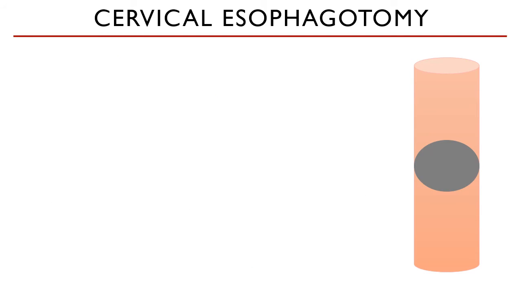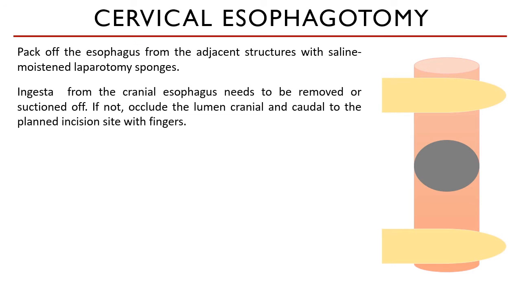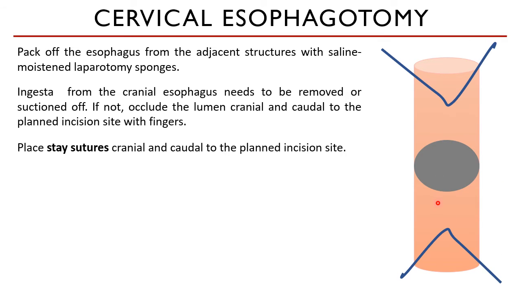Once you have visualized the esophagus, pack it off or separate it from the adjacent structures with saline moistened lap sponges. The same one that we used to line the edges of the abdominal walls when we did the exploratory laparotomy, remember? Same thing. The ingesta within the esophagus must be stopped from accumulating in the area we are going to incise. You may occlude the lumen cranial and caudal to the planned incision site with the fingers of your assistant.